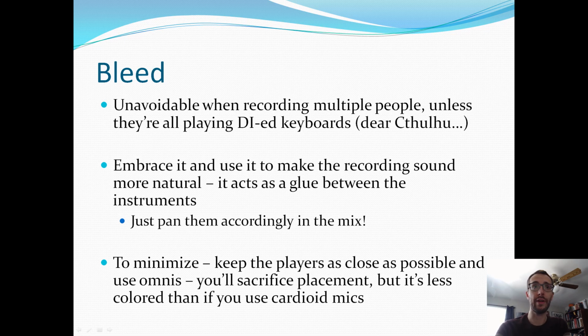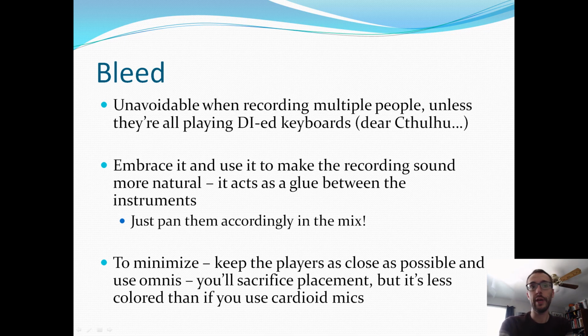The best thing you can do with bleed is to embrace it and use it as the natural glue between the instruments, and the recording will sound more natural. Just pan everything accordingly in the mix so that the guitar is always in the guitar position, the drums are always in the drum position, the overdubbed guitar for the second take is always in the same place. Really just take notes and make sure that the bleed sounds correct, that everything is in its right place based on how they're laid out inside the studio.